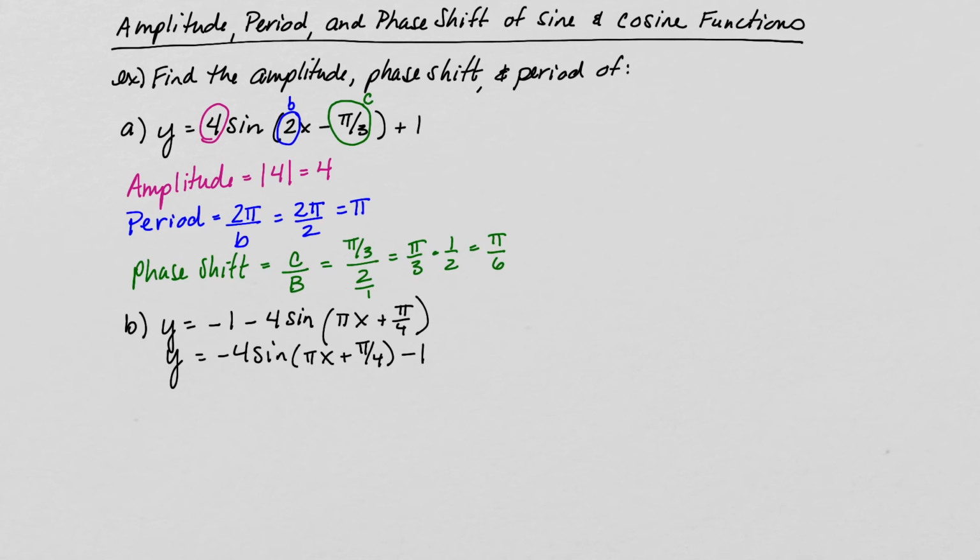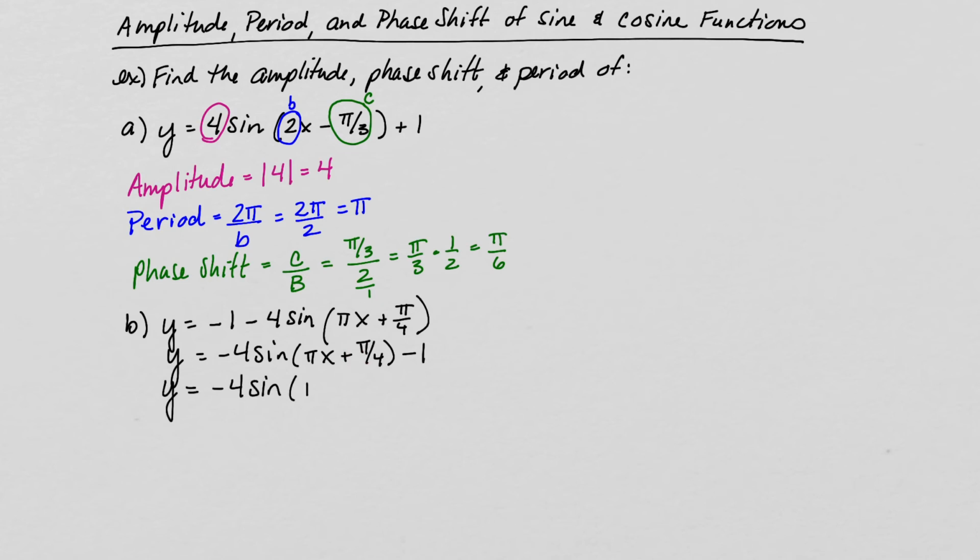The second thing is, rather than have plus here for the phase shift, I need this to be a minus. And I can easily do that, but I just have to rewrite it. So it's minus 4 sine (pi x minus negative pi over 4). If I do minus a minus, it's the same as the plus. So I haven't changed the problem at all. I just split this plus into minus minus. So now I'm at a point where I can figure stuff out.